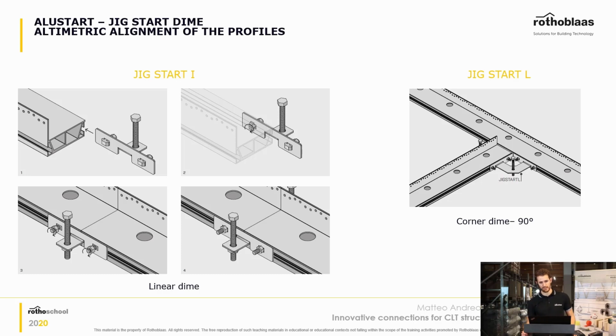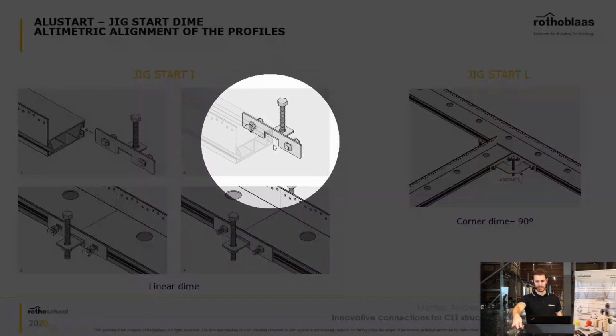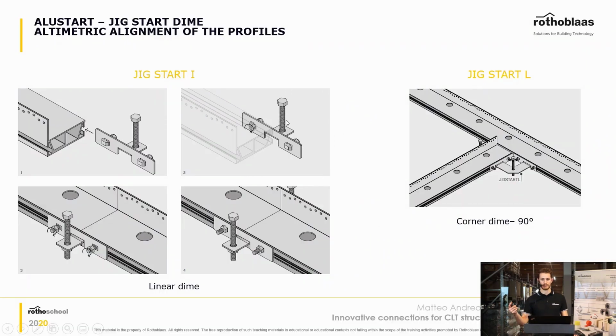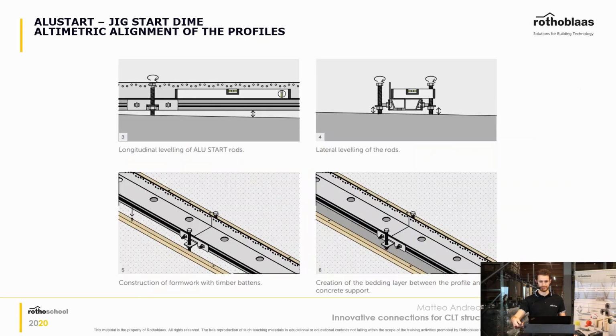These things here are dimes, and they are needed to adjust the height of the Alustart, so that you're sure that you're perfectly aligned with your upper CLT structure. So you avoid completely the issues that you had before with a concrete wall. The tolerances are exactly the same, so you can be very precise with these as well. And the other good thing is that you can take out the dimes here, and you can reuse them for other structures, for other jobs.